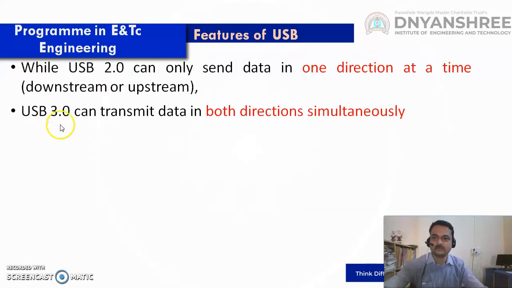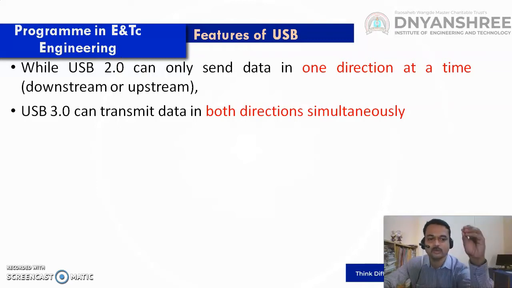While USB 2.0 can only send data in one direction at a time, either downstream or upstream, USB 3.0 can transmit data in both directions. That is full duplex mode.